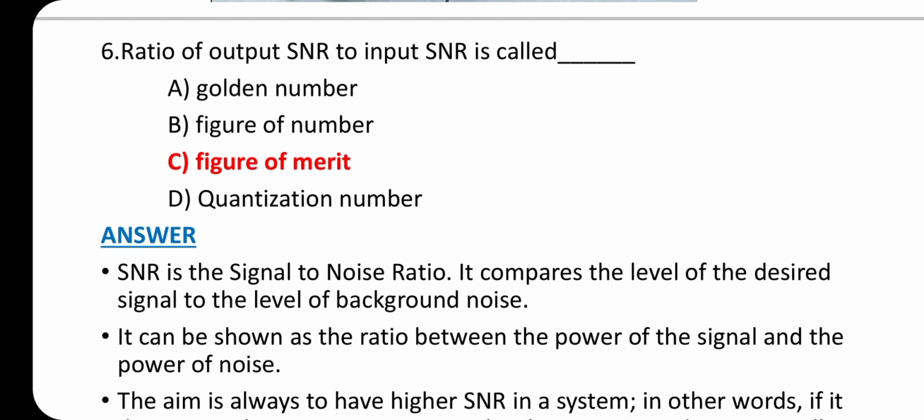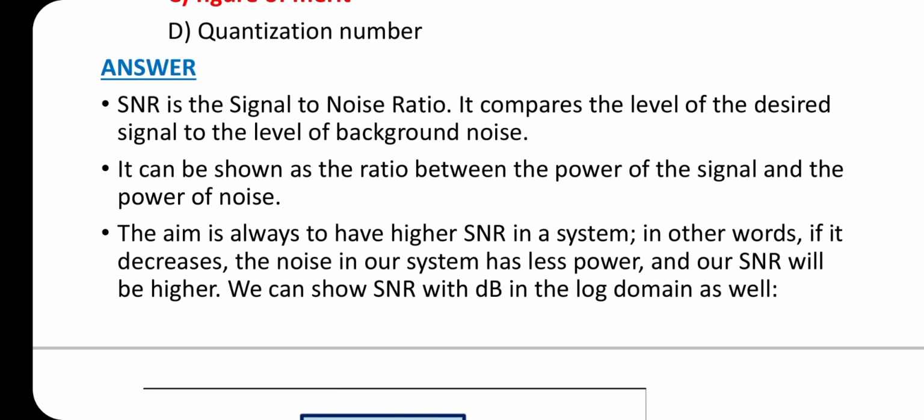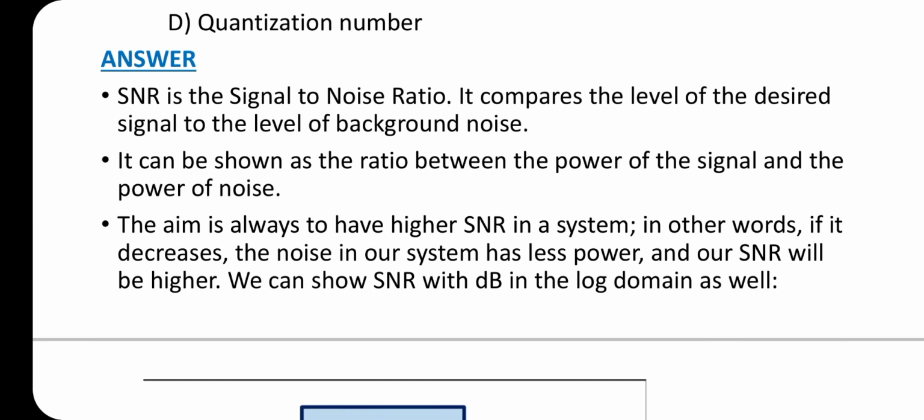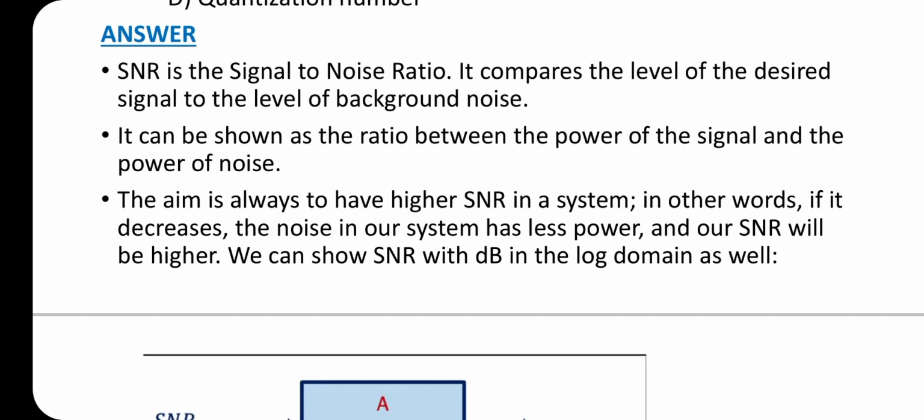Ratio of output SNR to input SNR is called, answer is option C, figure of merit. SNR is the signal to noise ratio. It compares the level of the desired signal to the level of background noise. It can be shown as the ratio between the power of the signal and the power of noise. The aim is always to have higher signal to noise ratio in a system. In other words, if noise decreases, the noise in our system has less power and our SNR will be higher. We can show SNR with dB in the log domain as well.